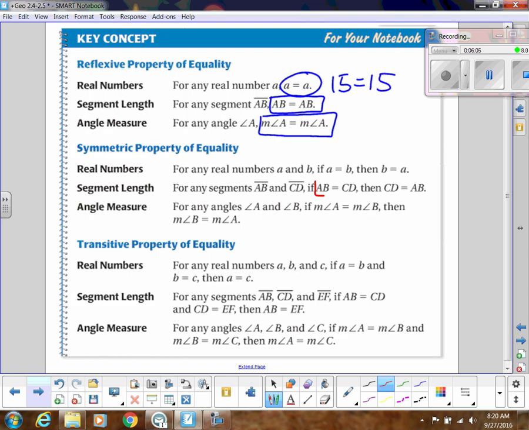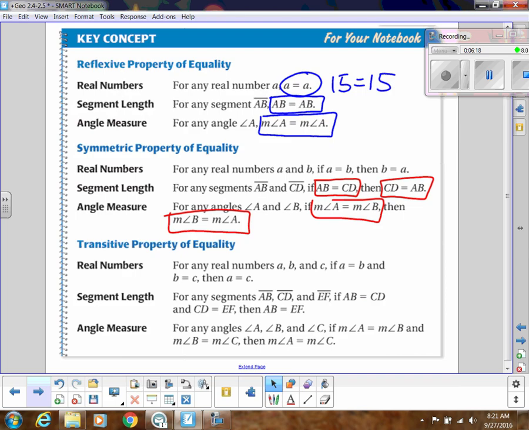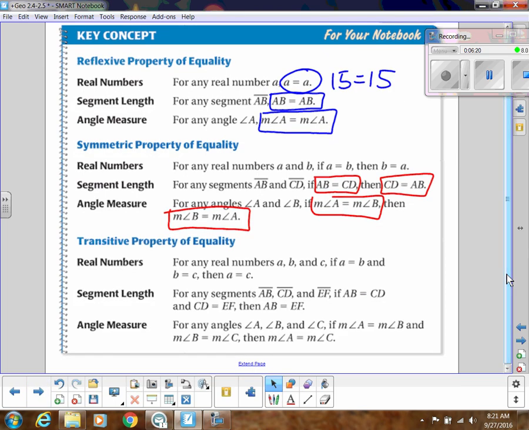So if I have this, then I can rewrite it like that. It doesn't matter which way I write it on the equal sign. Same thing with angle measures. And you don't have to rewrite this down. It's just another way of seeing that property in action.